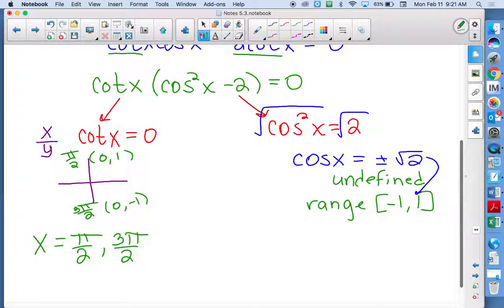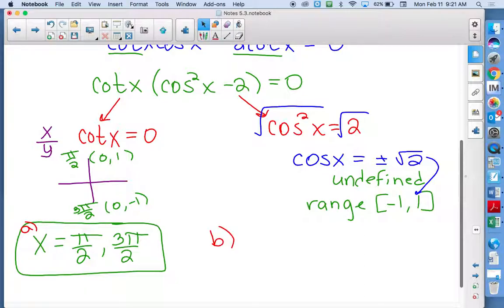There's never an angle that gives us a square root of 2 because cosine goes from negative 1 to positive 1. So this part here doesn't actually give us an answer. It just happened to be part of the equation, but it actually isn't a solution. Questions? So our two specific solutions are these right here. So this is part A. We need to write that in general form, which means if I spin around the unit circle, I would be able to get that in general form.